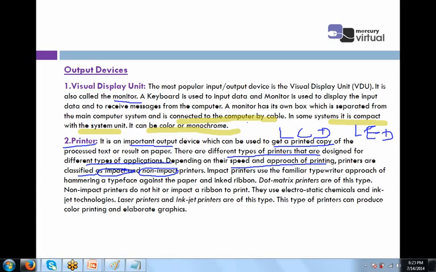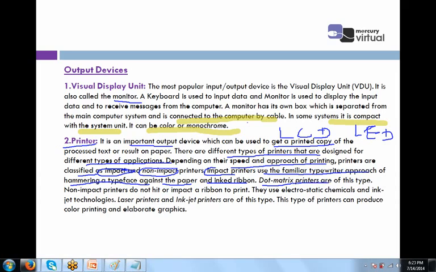Impact printers use the familiar typewriter approach of hammering a typeface against the paper and ink ribbon. As I told you, impact printers give the impact like a familiar typewriter hammering a typeface. Means there is some hammer which strikes on the paper which causes the character to print, but there is some ink also that spreads over the paper. That's why it is known as impact printing. Hammer means with the help of which a character is pressed and pushed on the paper.